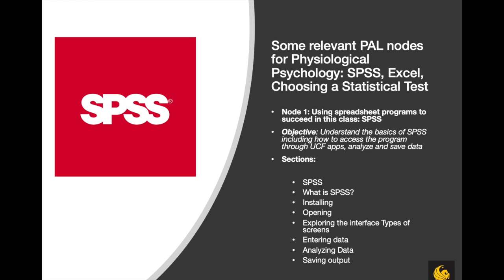And so some of the relevant nodes that I'll use for physiological psychology include SPSS, Excel, and choosing the correct statistical test. And so this node in particular will review SPSS from everything from what it is, how to install and open on UCF apps, exploring the different interfaces, entering, analyzing, and saving data and output.